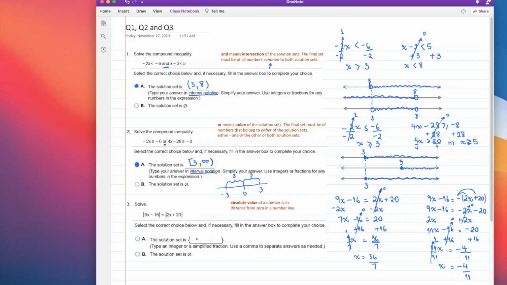So the solution set is two numbers. They are simplified. There is no way to reduce them. So this is satisfied. I want to write them as fractions and use a comma to separate the answers as needed. And then I always try to put these in order, smaller first. So this is a negative number, comma 36/7, but it will not matter.